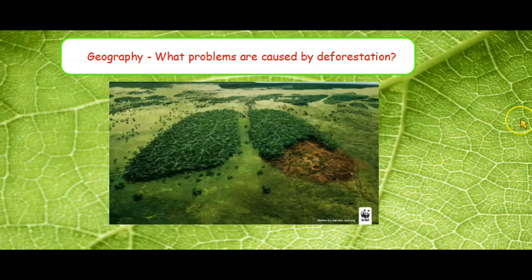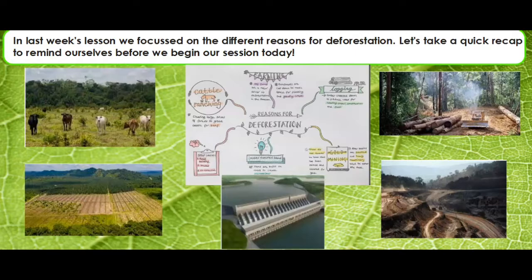Last week we started to learn more about the reasons for deforestation, and you made your mind map and looked at all the different reasons that deforestation was happening for, all of those different causes. Let's take a quick recap of those reasons now to remind you and start to think about the effects that this is having on the planet.